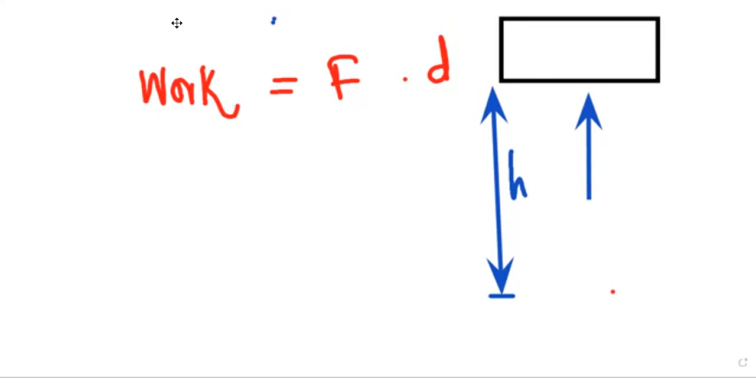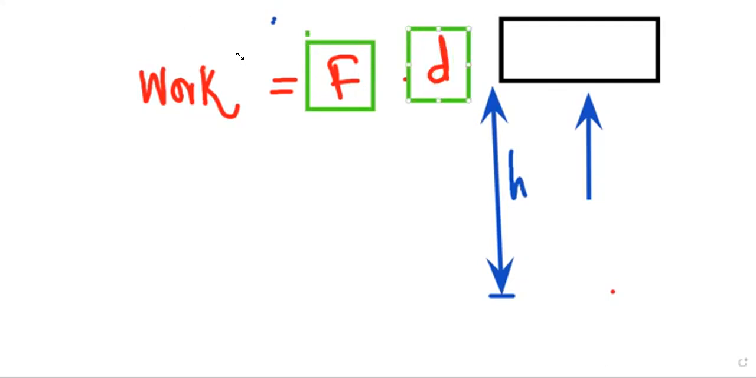And now the next thing is how much force is applied on it. The term force here is this force. Force is equal to the weight of the object, and displacement traveled is the height traveled by the object. So we can replace them: force would become weight of the object, and displacement is actually the height traveled by the object, and this is called work done.